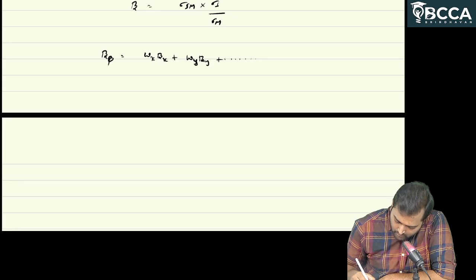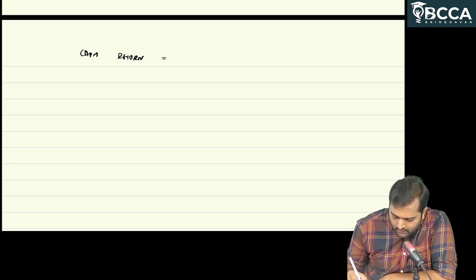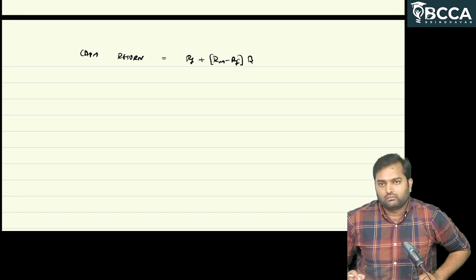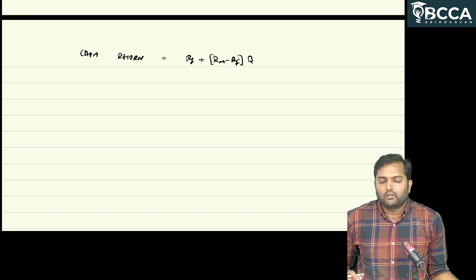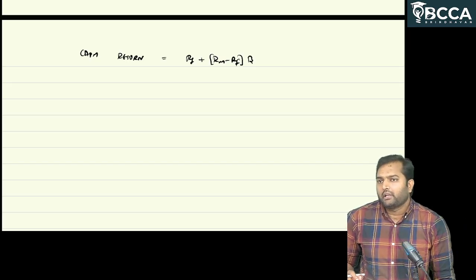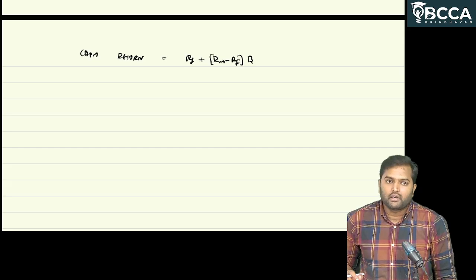After learning beta of a portfolio, CAPM return. CAPM return is equal to RF plus RM minus RF into beta. So if beta is equal to 0, then expected return is equal to RF. That means the investor would be expecting risk-free return. Beta is equal to 0 means no risk. So if there is no risk, then the investor would be expecting risk-free return.